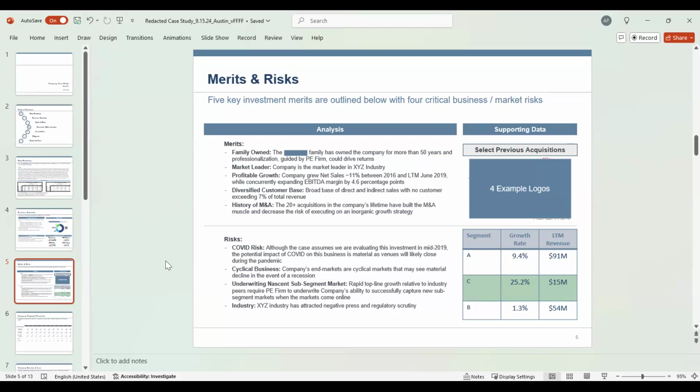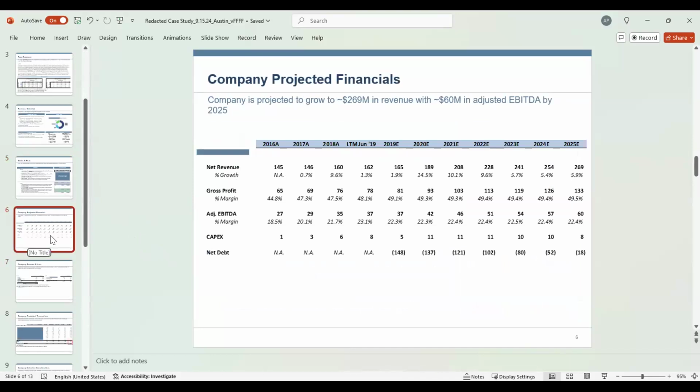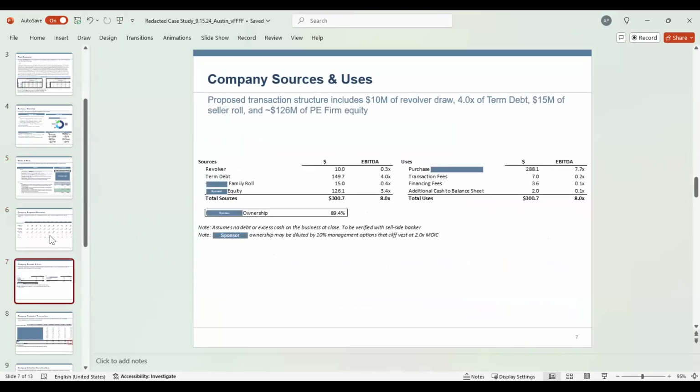Moving on. I know we're running a little short on time here, so we'll tab through. Here's just a basic income statement, projected financials with net revenue, GP, adjusted EBITDA, and then I've got a little bit of one free cash flow item, capex, and then one balance sheet item. So I think that's pretty straightforward. Sources and uses here again, snip straight from the model.